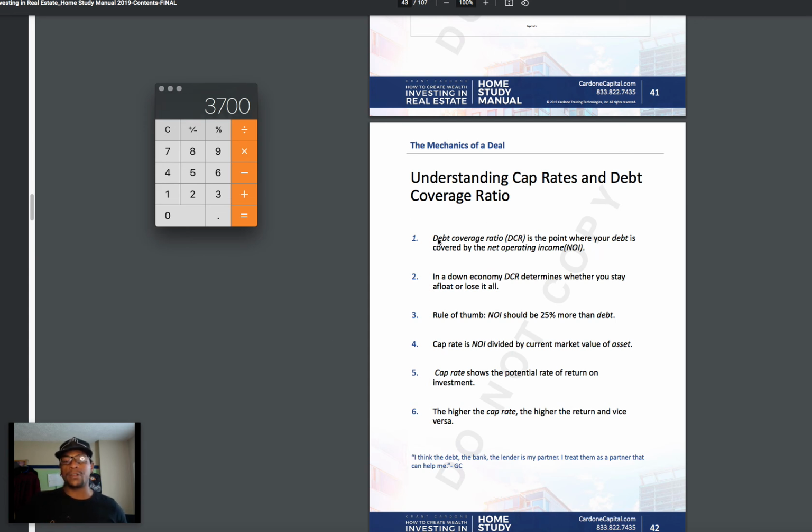So therefore, the debt is covered by the operating income. This debt coverage ratio, they can calculate the percentage of how much is covered to how much you're actually profiting, and so on. But that's basically what it's getting at. In a down economy, the debt coverage ratio determines whether you stay afloat or lose it all.